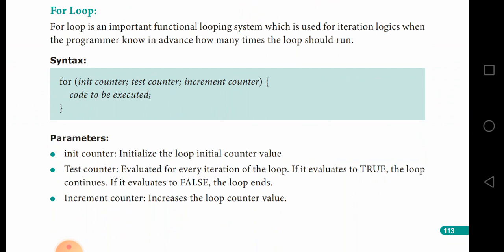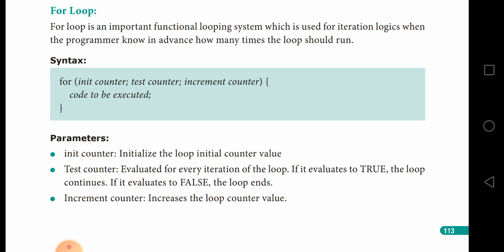For loop is an important looping system which is used for iteration logics when the programmer knows in advance how many times the loop should run. Let me show the syntax: for (init counter; test counter; increment counter) { code to be executed; }. Have you all understood, children?